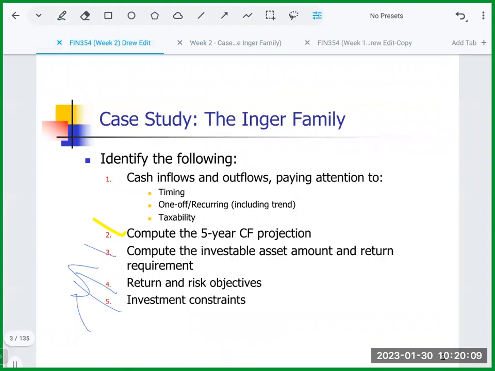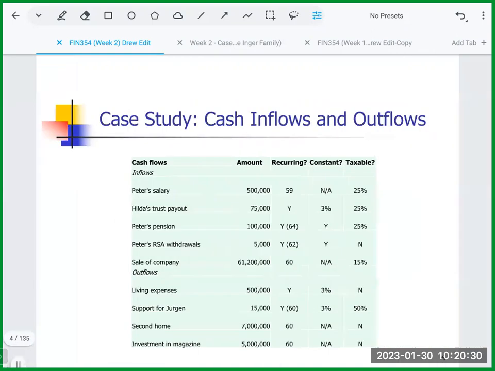Now, let's tackle the cash inflow and outflow first. And remember, we need to pay attention to the timing and the one-off nature. We remember we talked about some of them being one-off, for example, buying a house or investing in the magazine. I think it's 5 million in the magazine. So those are one-off, right? All right. Let's have a look at the calculation.